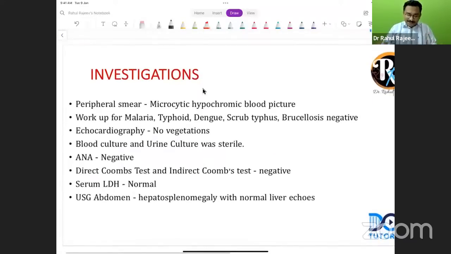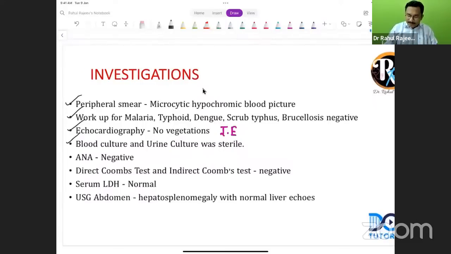But all other tests, you can see that most of the common infections have been ruled out. Peripheral smear, no malaria. Echocardiography, no vegetations. Echocardiography is very important because in any prolonged fever, why do you do an echocardiography? It's to rule out infective endocarditis. Okay, so infective endocarditis, blood culture also you would do, but no evidence.